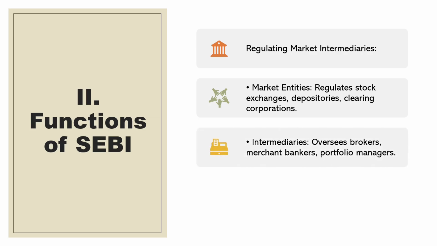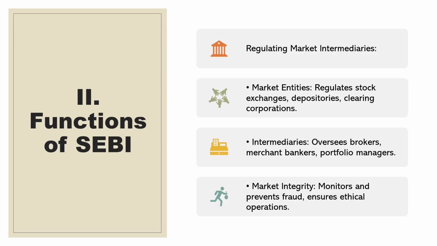Brokers, merchant bankers, portfolio managers. SEBI registers and regulates brokers, merchant bankers, portfolio managers, and other intermediaries. By setting eligibility criteria, capital adequacy norms, and operational guidelines, SEBI ensures these entities operate efficiently and ethically. SEBI employs surveillance systems to monitor market activities and detect any irregularities or fraudulent practices. It takes stringent actions against market manipulators, ensuring that the market remains a fair and trustworthy place for investors.